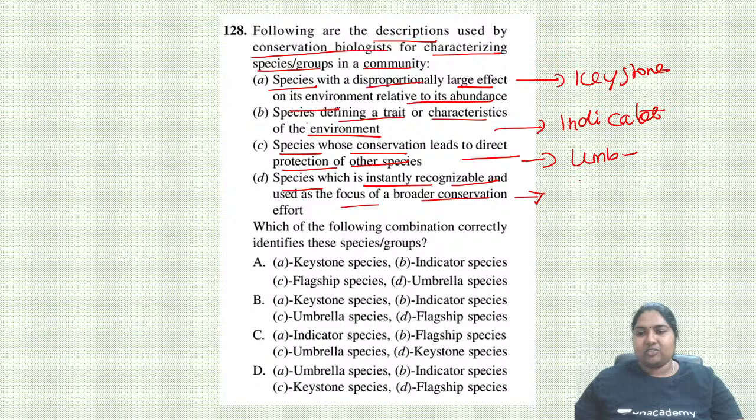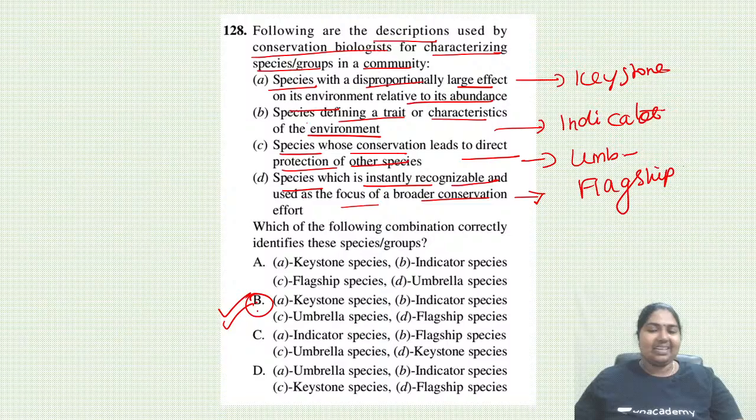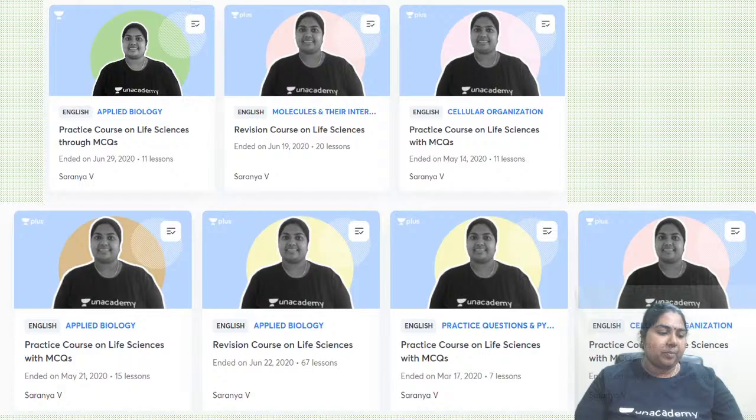So which is the correct one? A should be keystone and then indicator and then umbrella and flagship. B is going to be the correct answer. All got it now, right? Absolutely. So this is the way that you have to prepare for your exams.